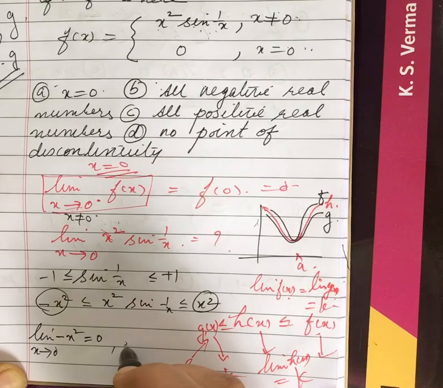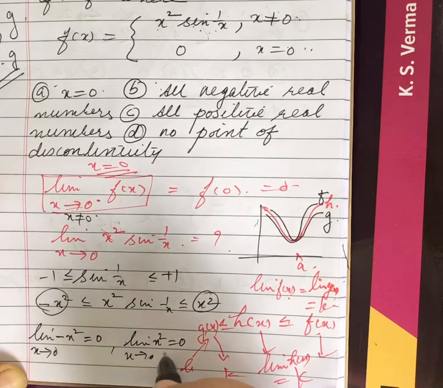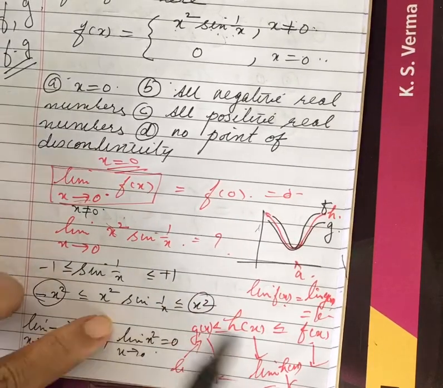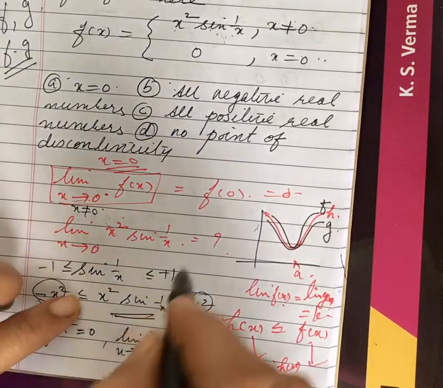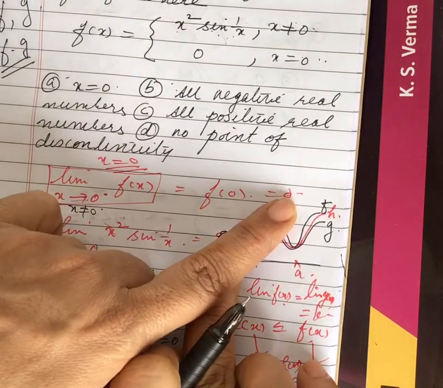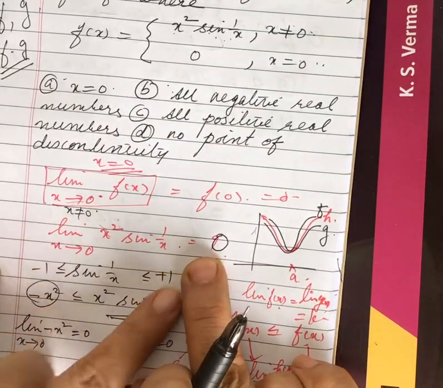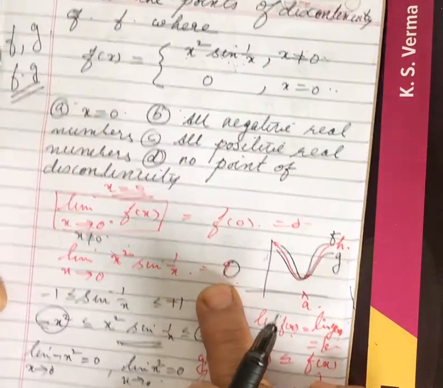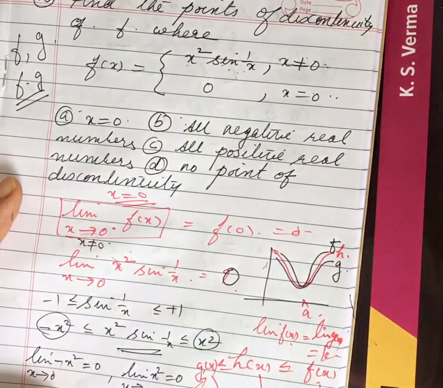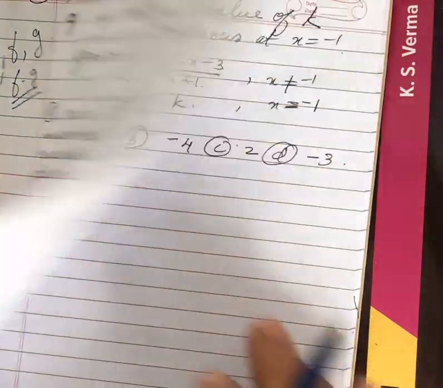Limit of x square is equal to 0 as x tends to 0. That means these two functions have the same limit 0. Then definitely this also has the same limit 0. So its limit is 0. And you can see that f of 0 is also 0. So the function is continuous at 0 and it is continuous at other points also. So there is no point of discontinuity.